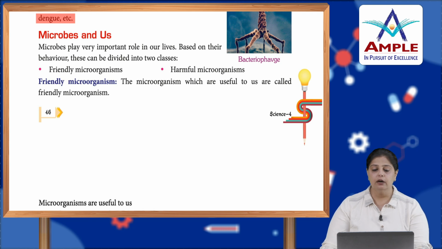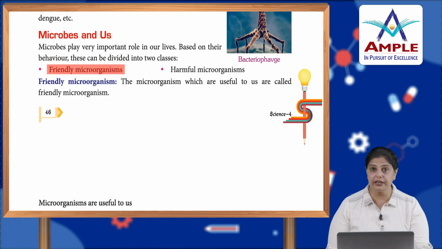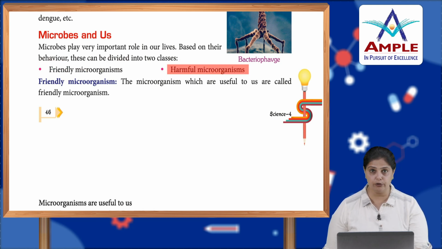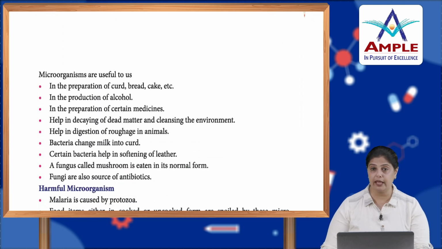Now, let's talk about microbes and us. Microbes play a very important role in our lives. Based on their behavior, these can be divided into two classes: friendly microorganisms and harmful microorganisms. Let's first look at the microorganisms that help us. These microorganisms which are useful to us are called friendly microorganisms.